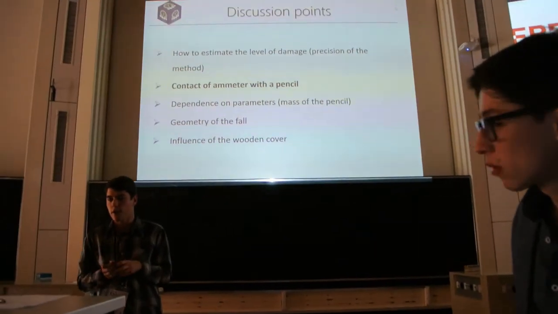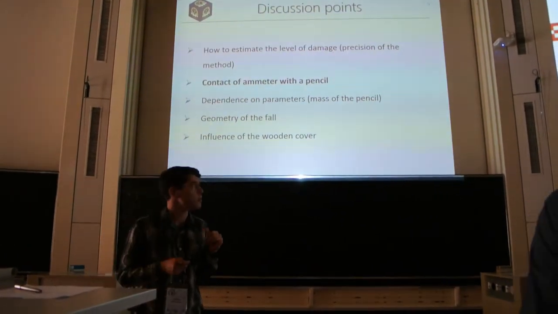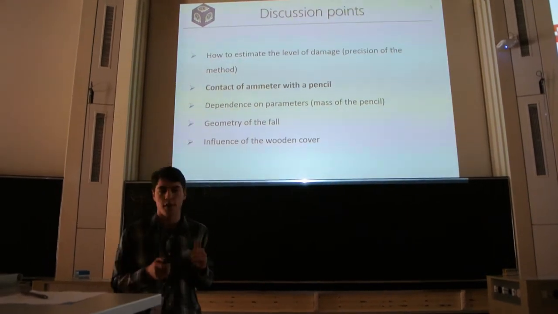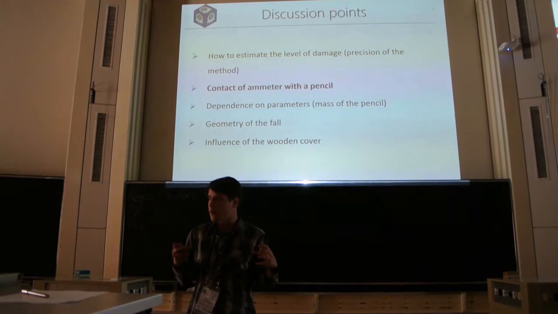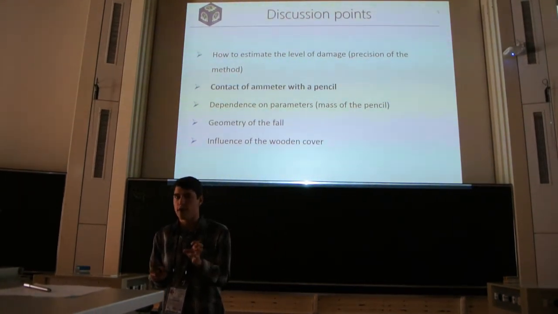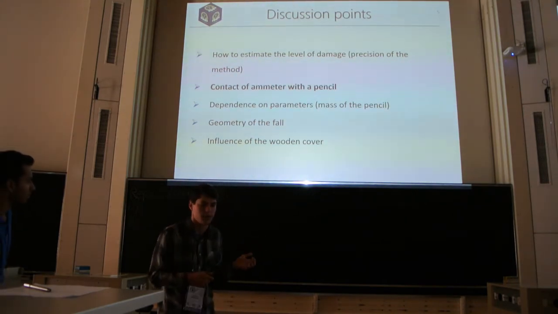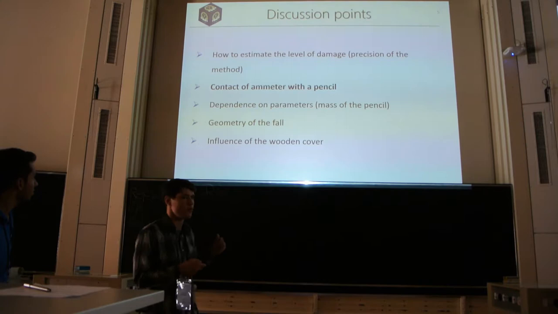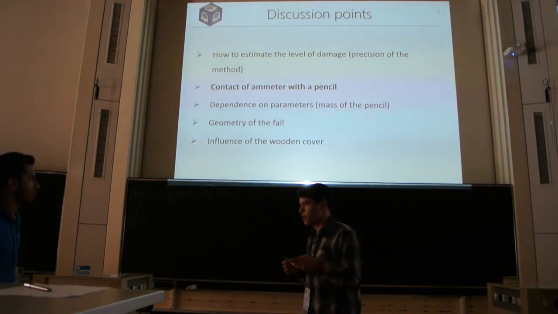And the first thing I want to discuss with you is how we can actually define the level of damage, because you showed us experimental photos on which we saw that even for a normal pencil there were some kinds of defects which may lead to a change of resistivity or other parameters of the pencil. What is the precision of your method and how does it depend on different parameters of the system?